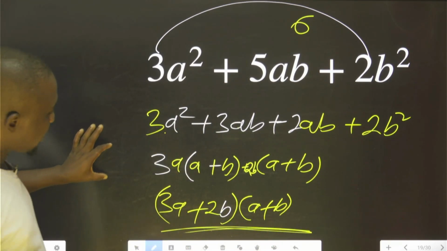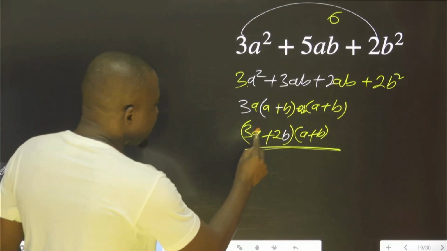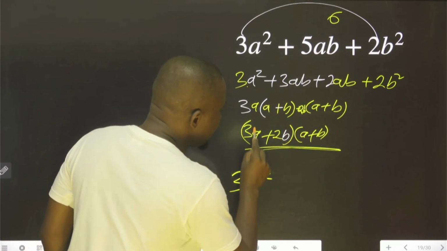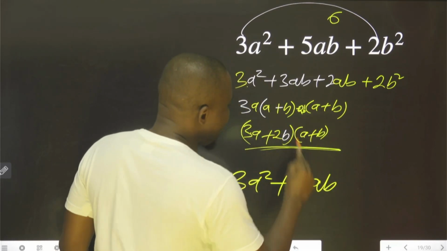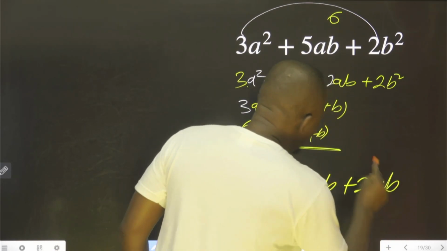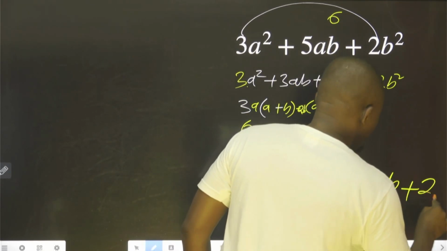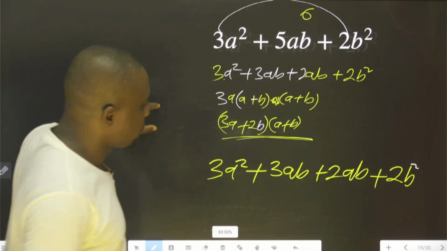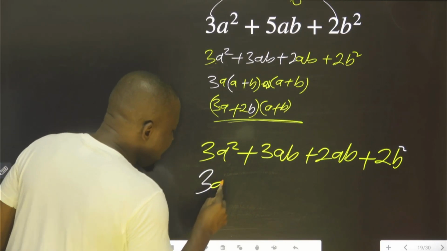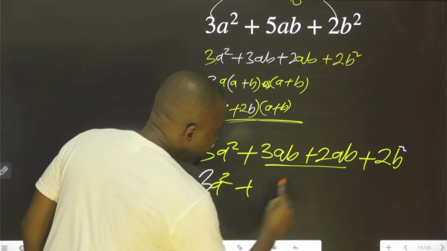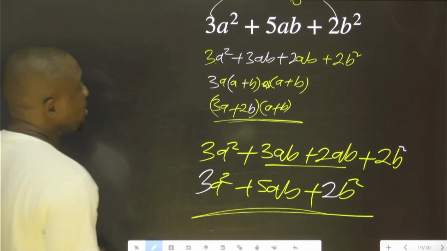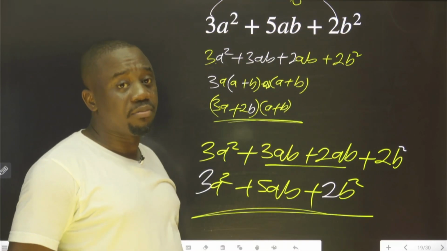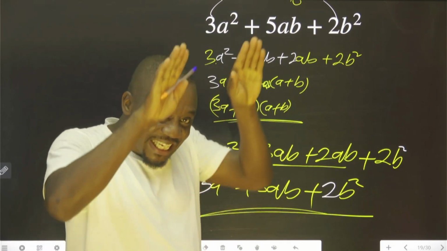Okay? Now, let's expand. This and this will give us 3a squared. This and this will give us plus 3ab. This and this will give us plus 2ab. This and this will give us plus 2b squared. 3a squared plus this will give us 5ab plus 2b squared. So you can see the same thing with where we are coming from. Okay? Now, let's fly higher.